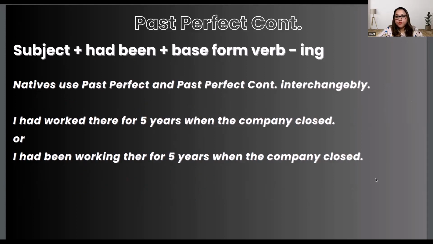Now we have past perfect continuous. Subject had been plus base form of verb plus ing. Verb, base form of verb, that is first form of verb. So natives use past perfect and past perfect continuous interchangeably. That is like, they change. But there would be a distinction. I will talk about it shortly, but let's discuss this.